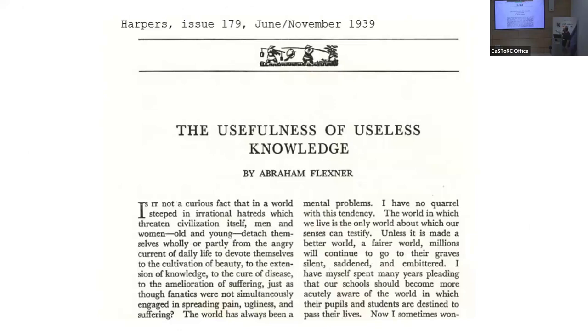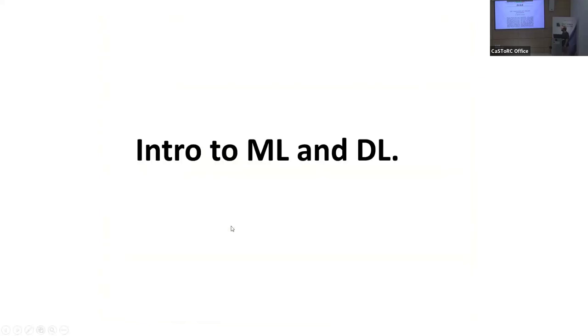And I'm going to wrap this up, since some of you are new PhD students, with this paper by Abraham Flexner, who was at the Institute for Advanced Study in the US, again back in the 40s, even before that. He has this nice paper where he discusses the usefulness of useless knowledge, which I recommend that you read, but I'm not going to talk a lot about it.